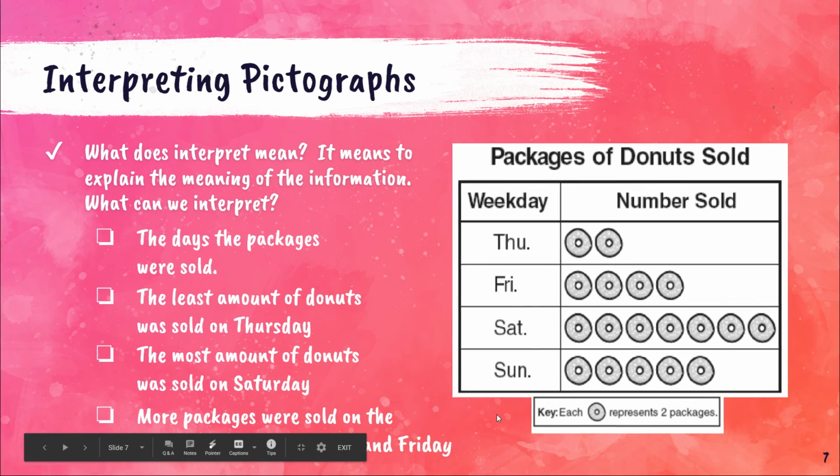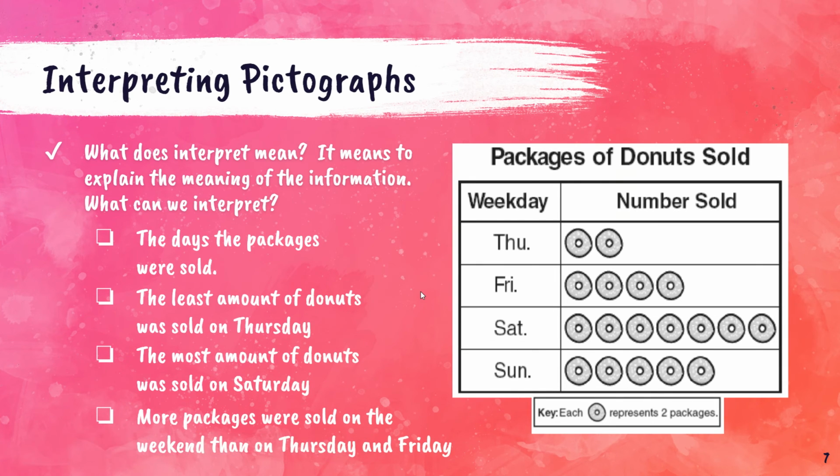We know that more packages were sold on the weekend than on Thursday and Friday, because Saturday and Sunday together had more than Thursday and Friday had together.